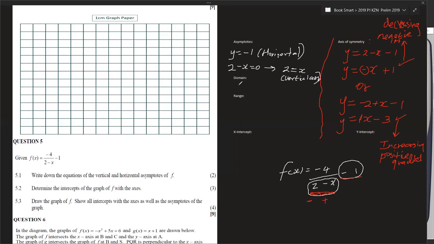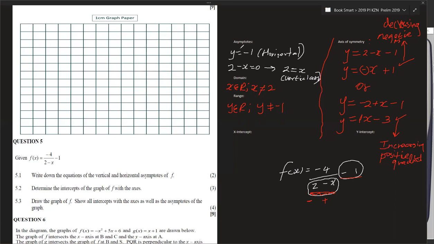So my domain is basically x is an element of the real numbers. But remember, x cannot be the asymptote, right? So x cannot be 2. Remember, an asymptote is the line that the graph keeps on approaching but never touches, right? Okay, and then range is the same, but y cannot be the asymptote, which is -1. So it exists for all y values except for when y is -1. Perfect.